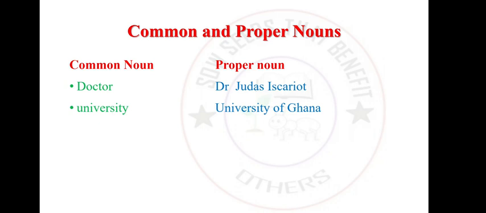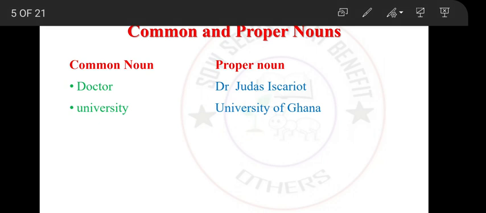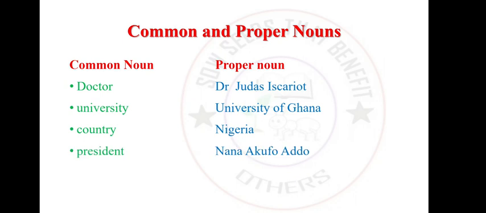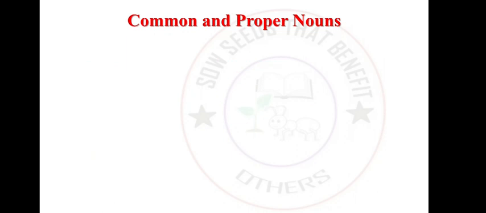So, when we mention the University of Ghana, then that one too becomes a proper noun. Country. There are too many countries. The word country is a common noun. But when we mention Nigeria, Togo, and the rest, we mean a specific country. President. So we say Nanado, that is a proper noun.